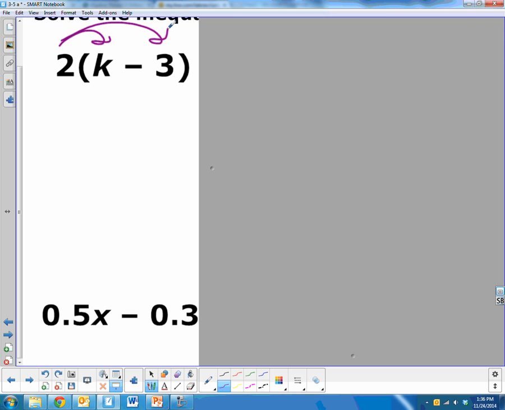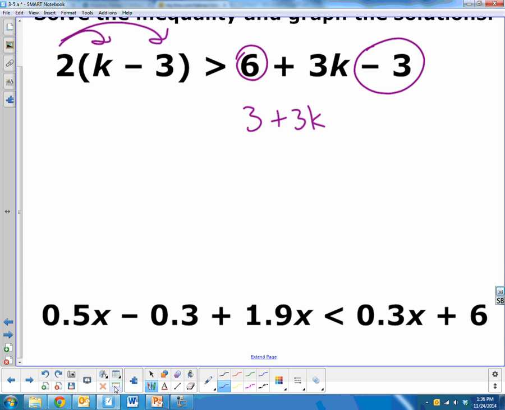Now some of you might be wondering, well, why can't we just divide both sides by 2? You can, if you remember from the last video. The problem is that you'd end up with 3 halves, 3 over 2 and 3k over 2, which is not wrong. You can do it that way, but we're going to avoid the fractions if we can. So we've got 2k minus 6 is greater than 3k plus 3.